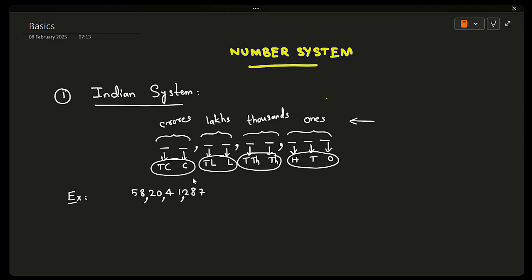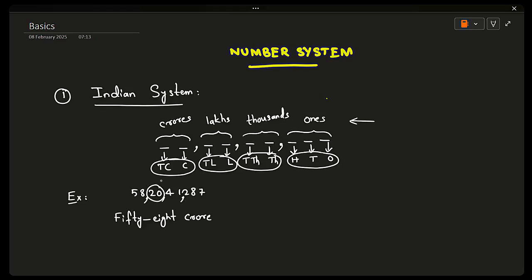While writing a number in word form, first write the number, and then add the period it is in. What is that number? 58. So let us write 58. 58 is in which period? 58 is in the crores period. Don't write the plural, crores; just write the singular, crore. 58 crore. Don't write 58 crores.